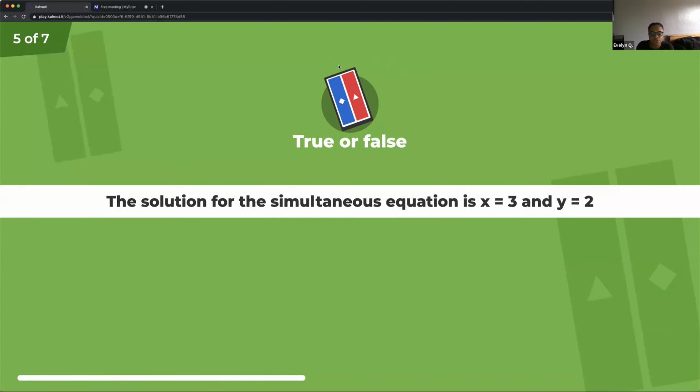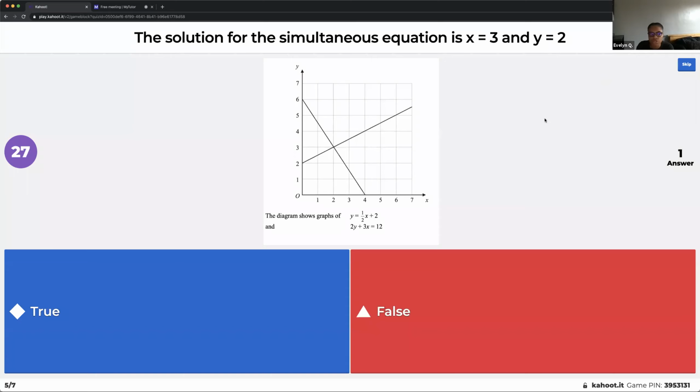True or false, the solution for the simultaneous equation is x equals 3 and y equals 2. Is that true or is that false?